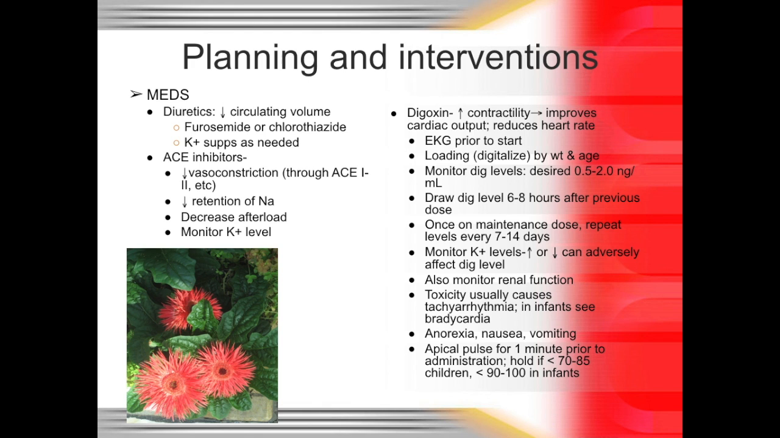So you have to monitor their DIG levels, and the desired level is between 0.5 and 2 nanograms per milliliter. You need to know that. When do you draw the DIG? 6 to 8 hours after the previous dose, and then report the results to the physician. After we get this kid on the maintenance dose, we're going to repeat the level every 7 to 14 days until cardiology is happy with the results, and then they can stop.